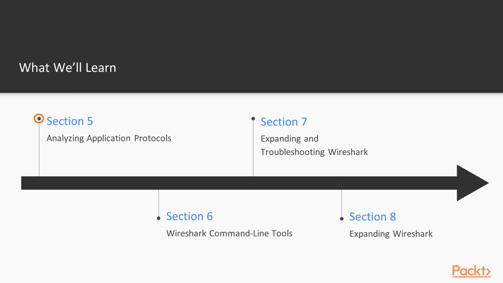Protocols like DHCP, DNS, FTP, those types of things. In section 6, we're going to cover Wireshark command line tools, things like Tshark. We're going to cover those things in that section. In section 7, we're going to expand upon everything that we learned in the previous sections and cover some different types of troubleshooting scenarios. In section 8, we're going to further expand upon our Wireshark discussion and talk about other ways that we can capture packets and where we can get packet captures from.